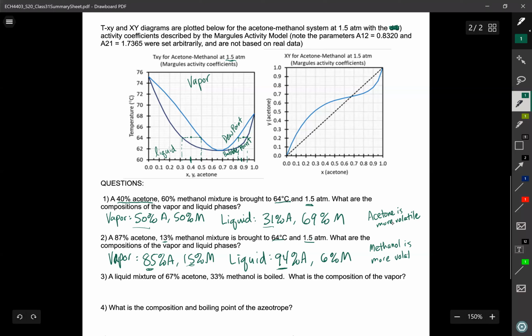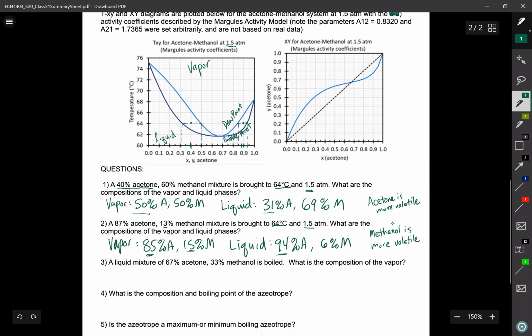So that's the first challenge that we'll have to deal with in azeotropes, is that it doesn't make any sense to say which one is the more volatile component anymore, because it depends on what your composition is. So bear with me, we'll get through this after some initial confusion.